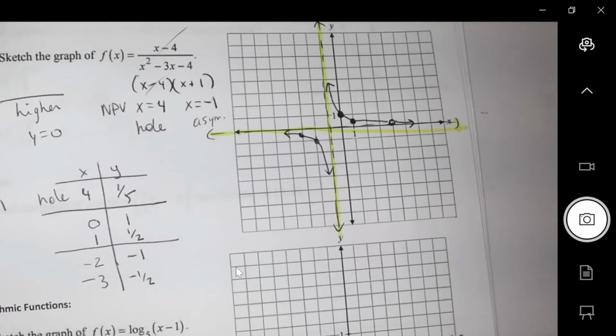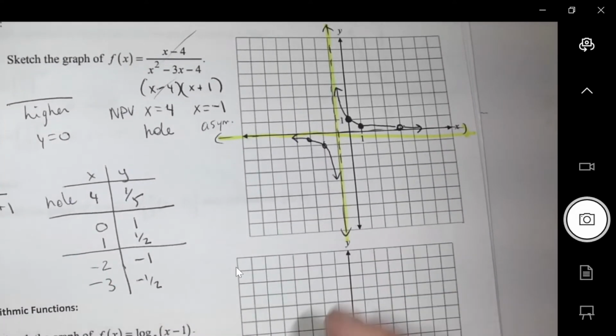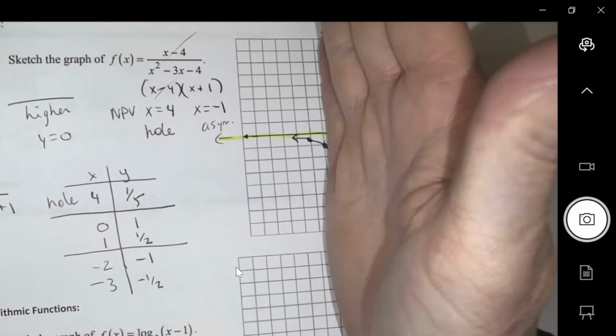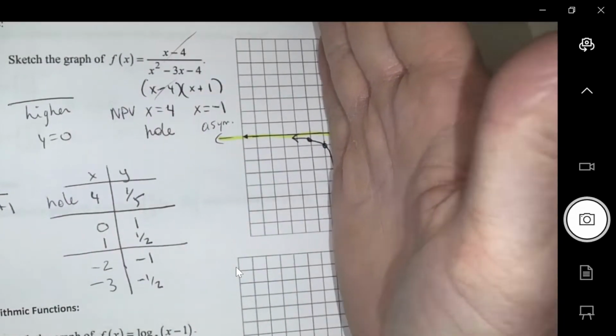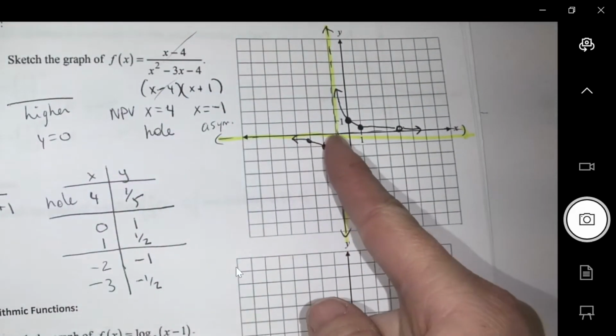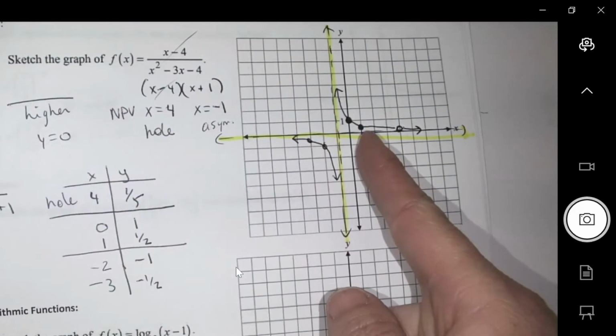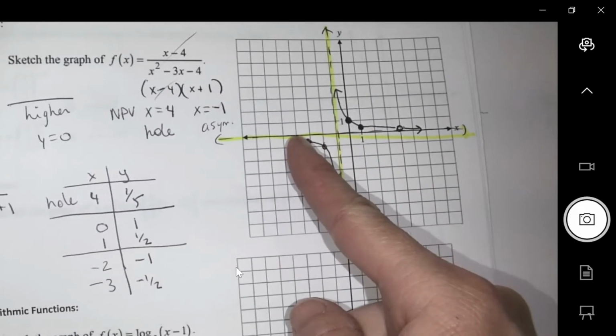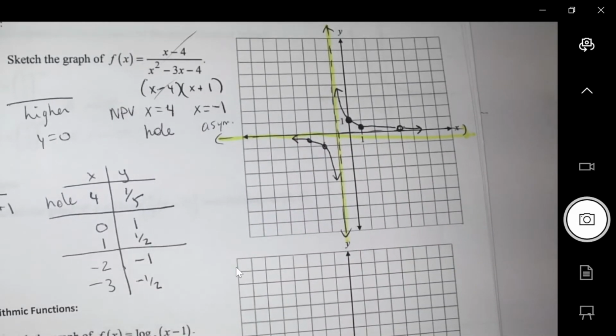How do you pick the numbers? How did I make the numbers? How do you pick them? Like this? Or how did I pick? Well, this is -1. So I just go, what's 2 on this side of it, and 2 on that side of it. So -1 here. So I picked 0 and 1. And on this side, I picked -2, -3.